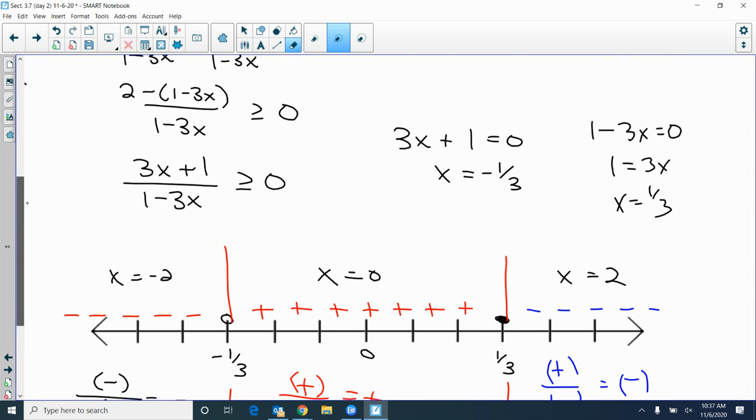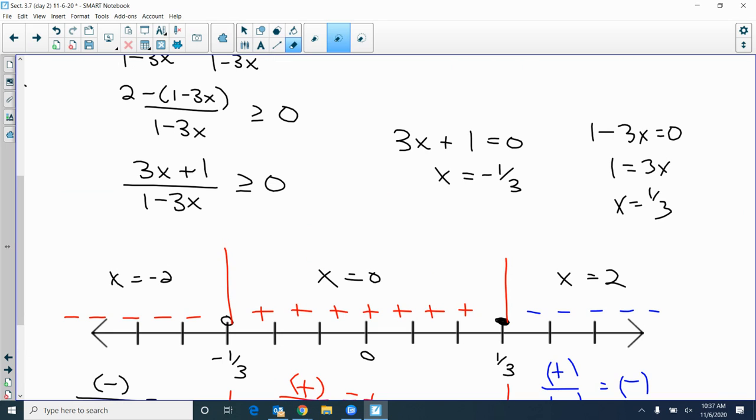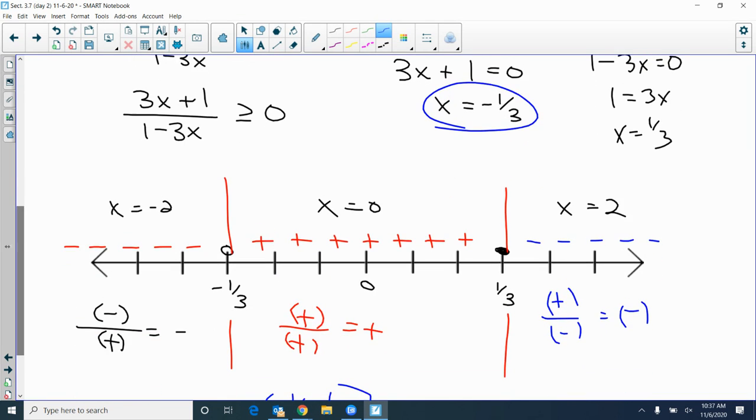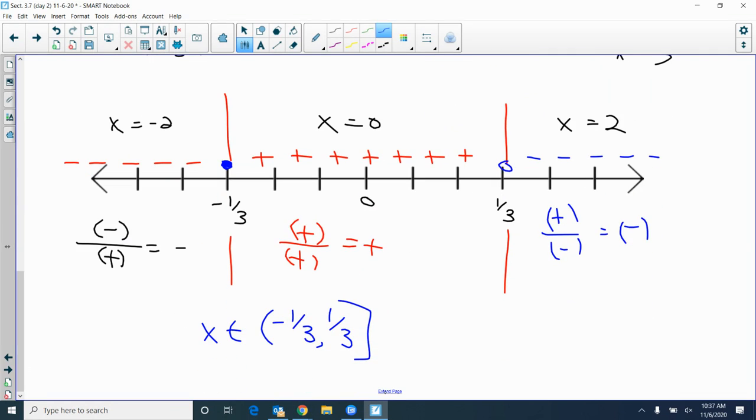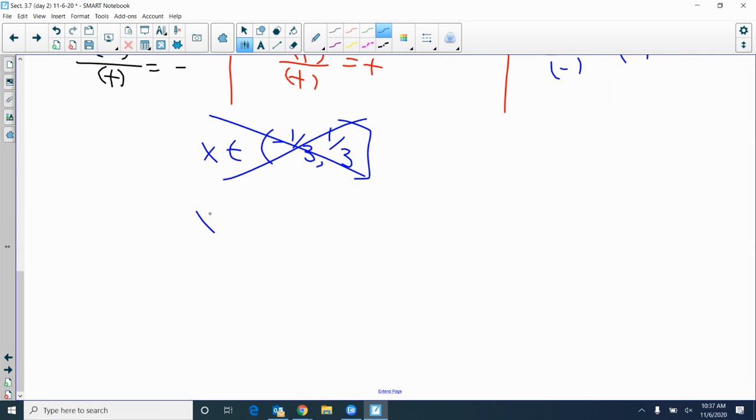All right, let me double check here. So that's negative 1/3. So it can equal that, which would be right here. So it can include negative 1/3. It can't include 1/3. Oh man, you guys are going to be all ticked off at me. And you people at home are going to be really mad too. All right, so now I have to flip that. That's wrong. And that's negative 1/3 to 1/3. There we go.